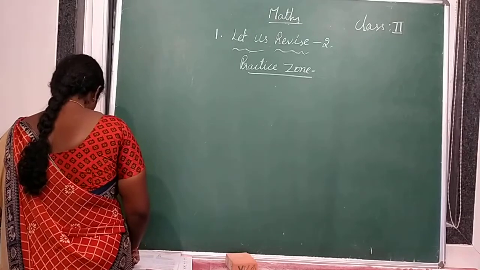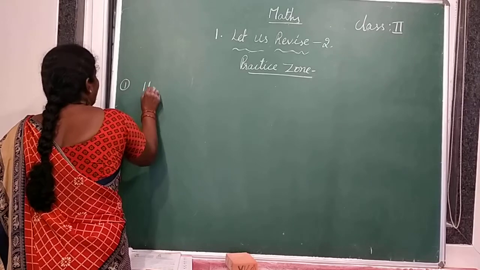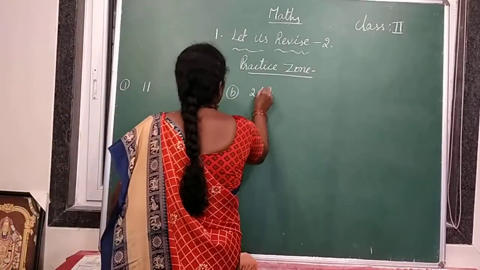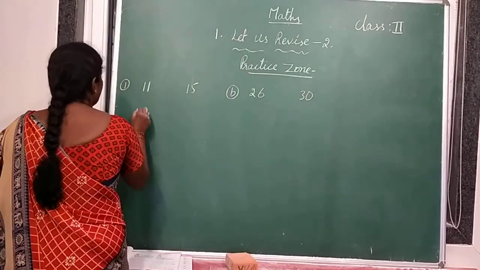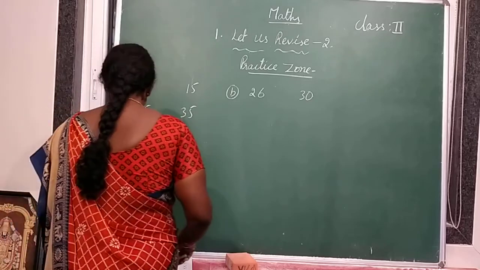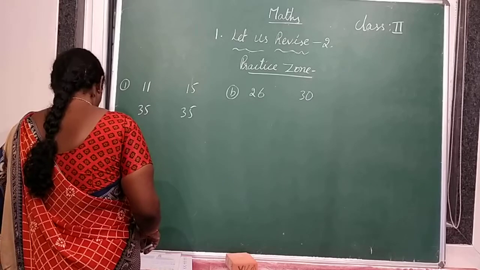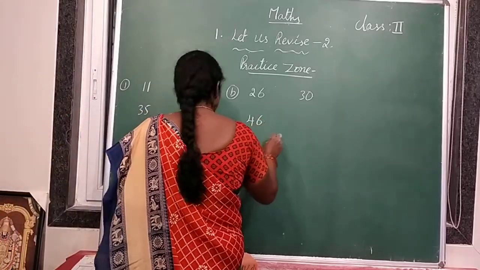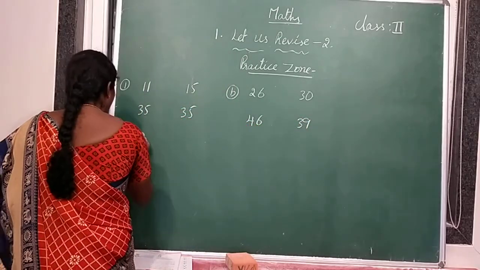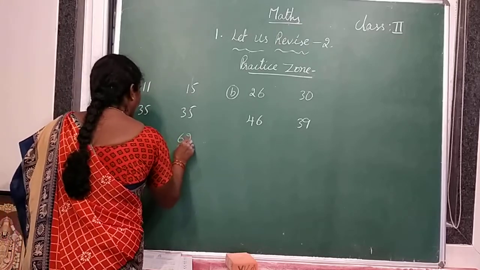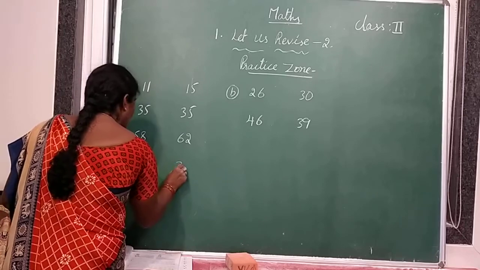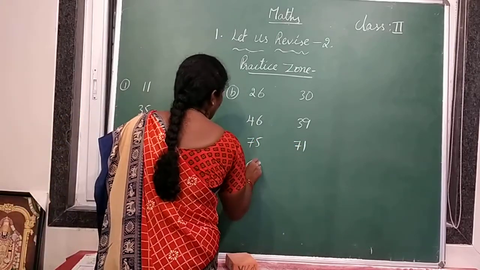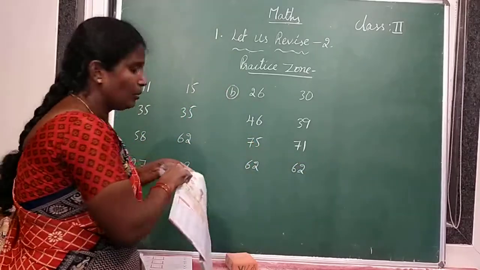In practice zone 5, fill in the correct sign. 11 and 15, 26 and 30, 35 and 35, 46 and 39, 58 and 62, 27 and 38, 75 and 71, 62 and 62. I am writing the questions. Try it.